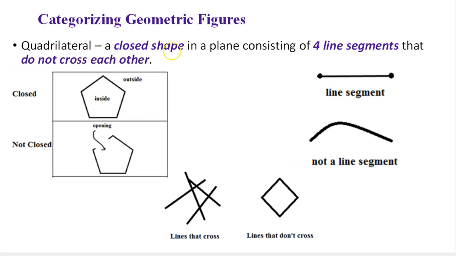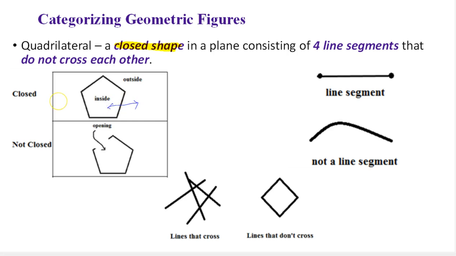So notice I have some words highlighted here, and you have to look for specific attributes to make sure that you're deciding whether they fall in the proper categories. So quadrilaterals are closed shapes. Here's an example of a closed shape and a not closed shape. In a closed shape, there's an inside and an outside, and to get from the inside to the outside, you would have to cross a boundary of the figure.